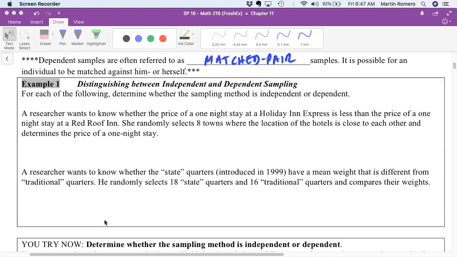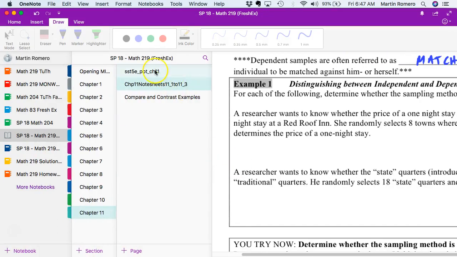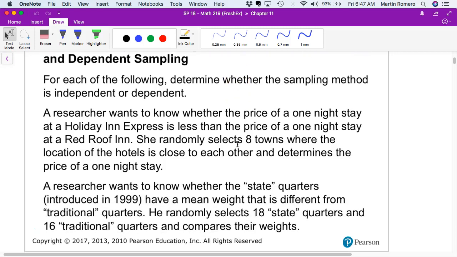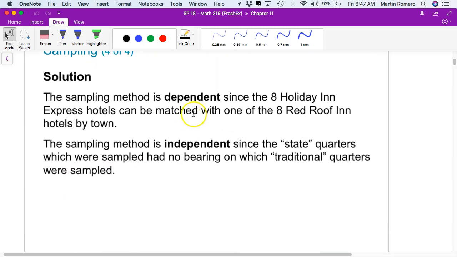And then the second one, the researcher wants to know if the state quarters introduced in 1999 have a mean weight that is different from the traditional quarters. And so we're comparing the state quarters versus the traditional quarters. So think about that real quick. Here's your answer. So in each of those cases, what do we know? The first sampling method is dependent. And then the second one is independent, since how the state quarters were sampled had no bearing on the traditional.